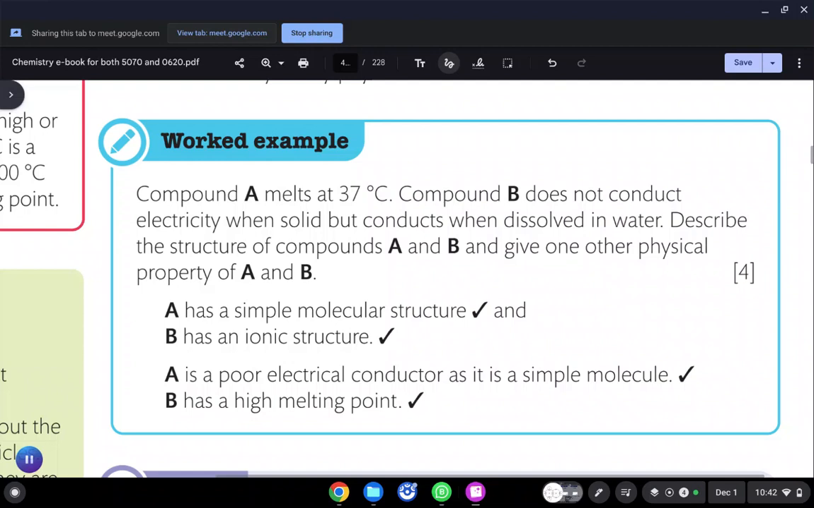And B, the electricity conduction is mentioned, that it is a poor conductor of electricity when solid. So we have to mention something else, like it is an ionic compound, so it has a high melting point.